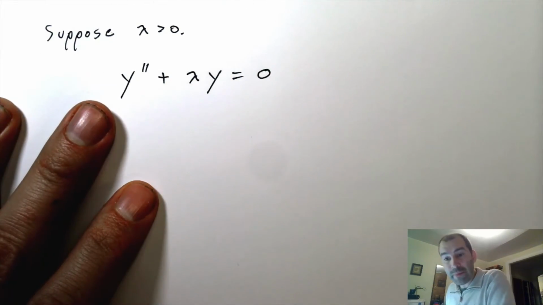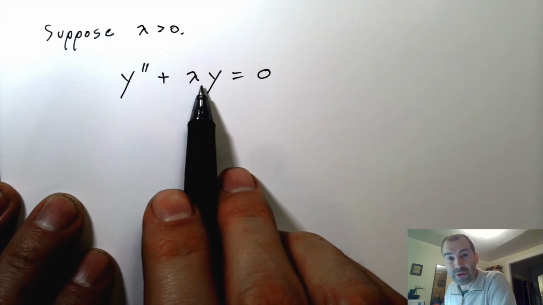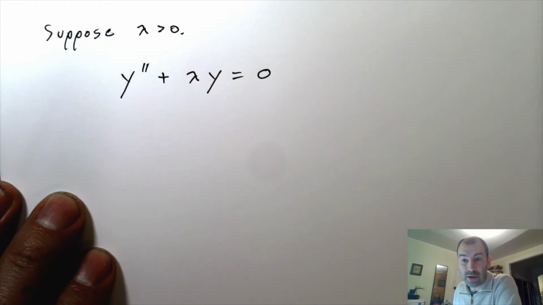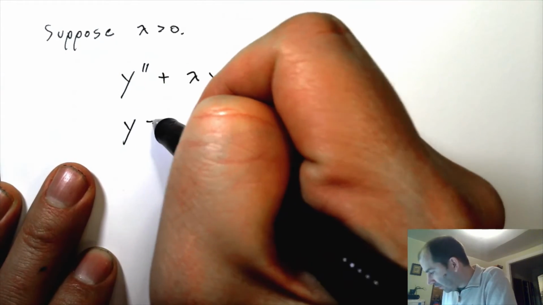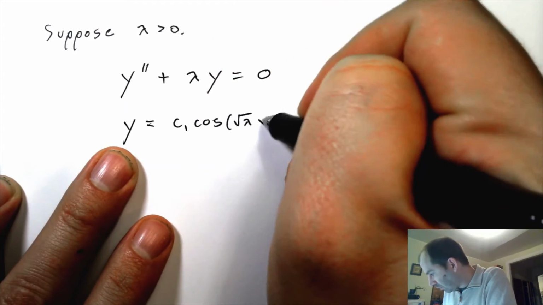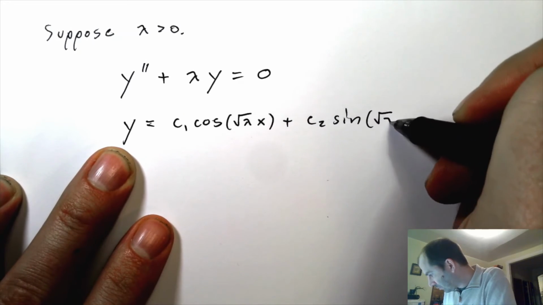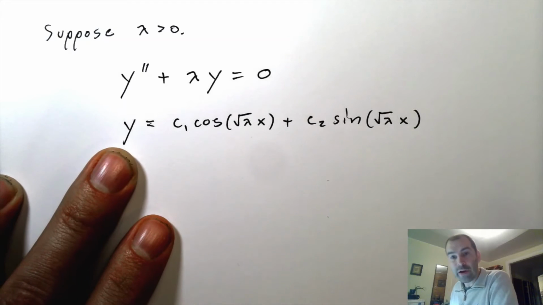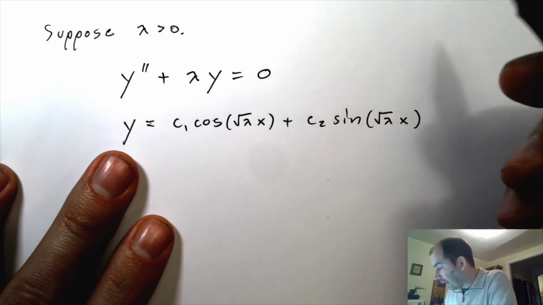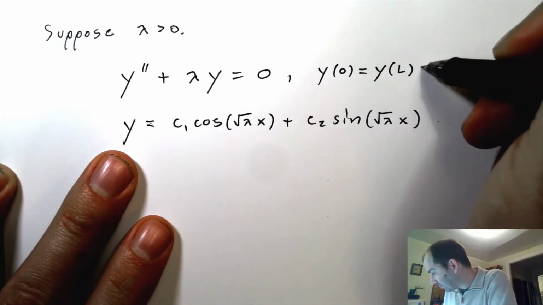like this. Now remember, back when we talked about how to solve second-order differential equations with constant coefficients, we learned how to solve this. So review that if you don't recall. What we get is, now I'm using the fact that lambda is positive here. Now we also have these boundary conditions.